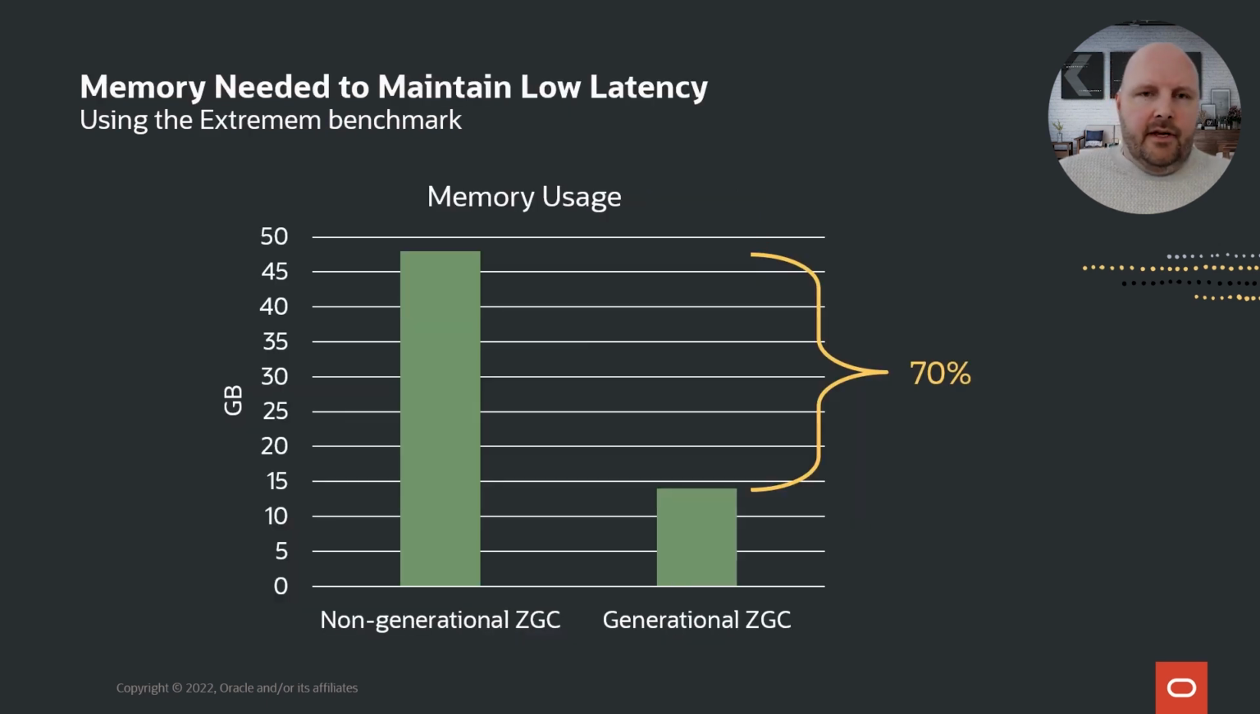Here's another benchmark called the Extreme-M benchmark, again showing you the amount of heap needed to avoid running into allocation stalls. And the story here is pretty similar to the previous benchmark. Generational ZGC needs quite a bit less memory. It's a drop by 70%.